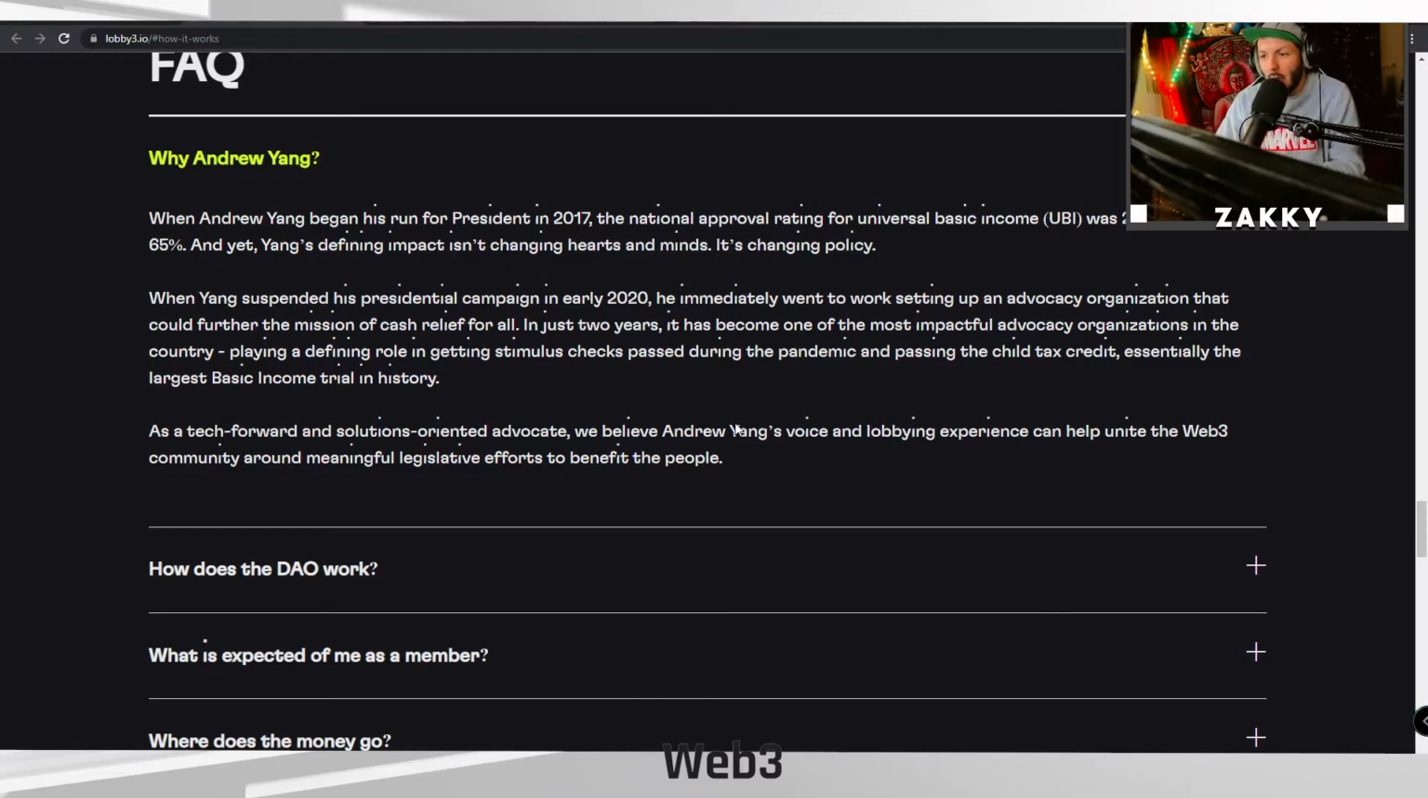So when Andrew Yang ran for president in 2017, the national approval rating for UBI was 27%. Today it's 65%. Wow. And yet Yang's defining impact isn't changing hearts and minds, it's changing policy. When Yang suspended his presidential campaign in early 2020, he immediately went to work setting up an advocacy organization that could further the mission of cash relief for all.